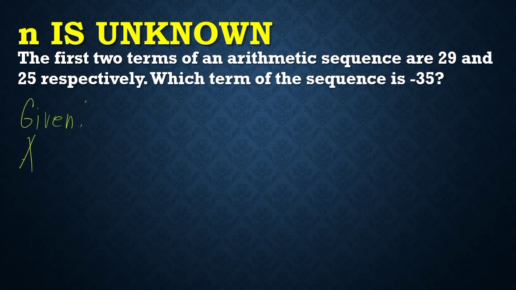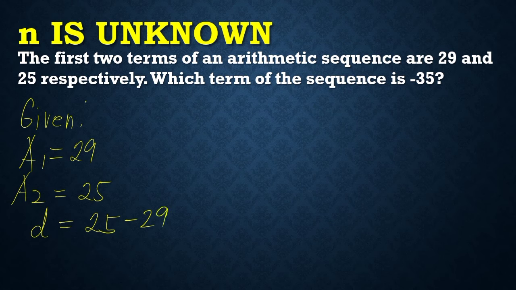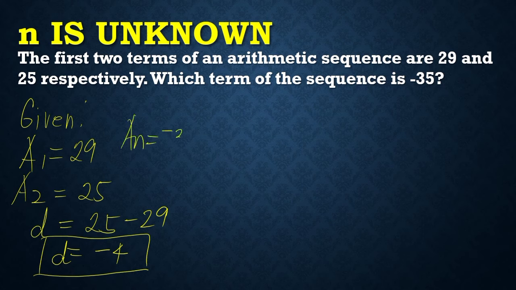So, identify muna natin yung ating mga given. So, a sub 1, or the first term, is 29. The second term is 25. What will be the common difference? That is 25 minus 29 is equal to negative 4. So, our common difference is negative 4. Next, a sub n is negative 35. Now, applying the formula, a sub n is equal to a sub 1 plus the quantity of n minus 1 times d.